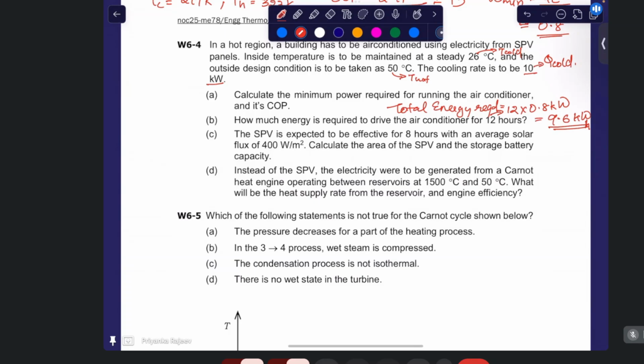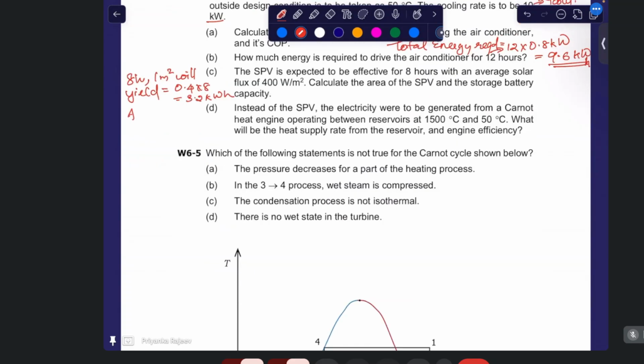Now we need this 9.6 kilowatt hour, and SPV is only active for 8 hours, and it is receiving 400 watt per meter square of solar flux. So in 8 hours, 1 meter square will yield how much? 0.4 kilowatt times 8 equals 3.2 kilowatt hour. So total is 9.6 kilowatt hour. So area equals 9.6 divided by 3.2. That is almost like 3 meter square.